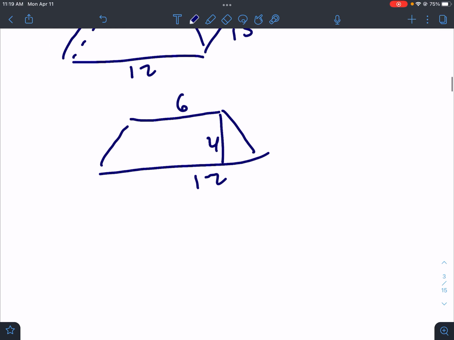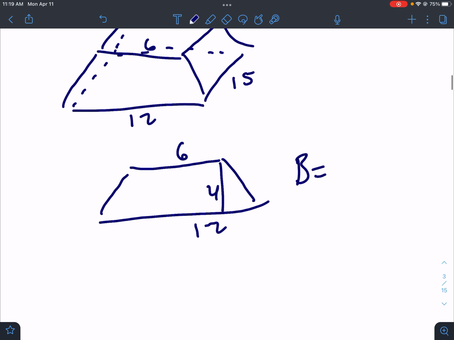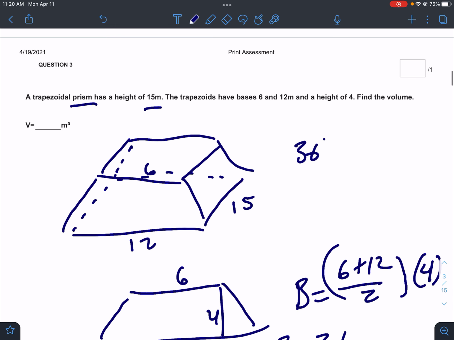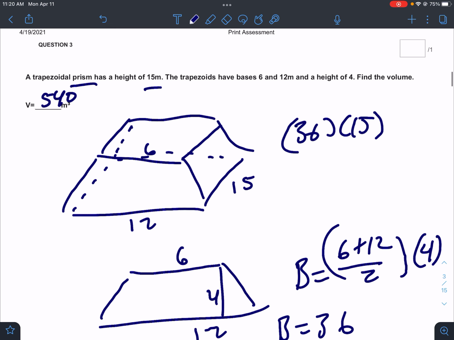Find the volume. So let's start with the trapezoid. The area of the trapezoid would be the average of the bases times the height. So what's the average of 6 and 12? It would be 9 times 4 would be 36. So the area of the base is 36, so then it would be 36 times 15, and I get 5,400. No, I don't. 540. Sorry, 540. There we go. Perfect.